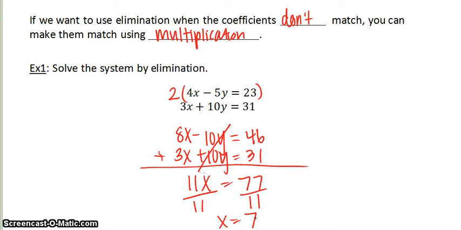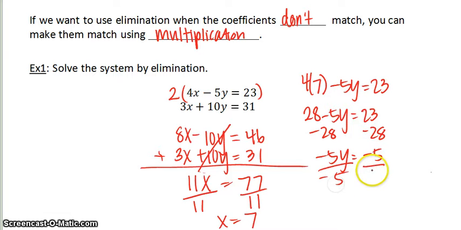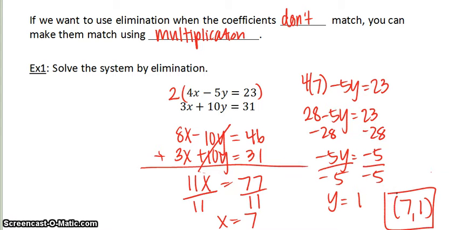Now I need to plug back into the original equation, so I'm going to plug it into the top one. So 4 times 7 minus 5y equals 23. 4 times 7 is 28, minus 5y equals 23. Subtract 28, so you get -5y equals -5. Then divide by -5, so we get y equals 1, so we get (7, 1) as our solution. So we need to multiply before we do our elimination method.